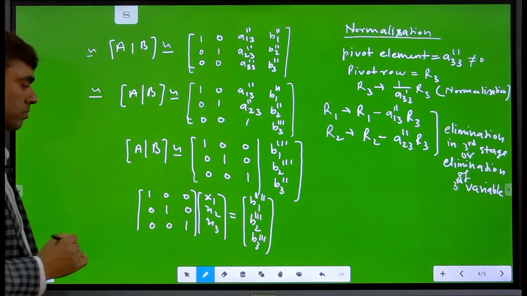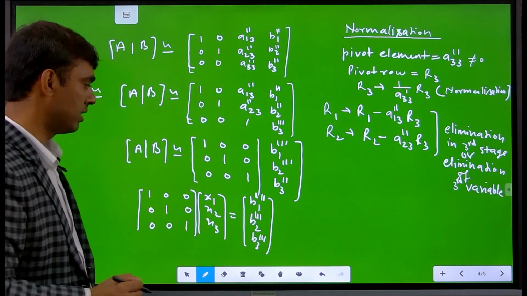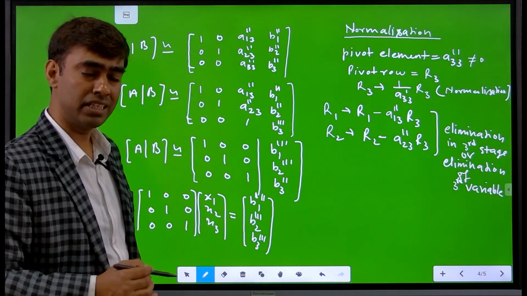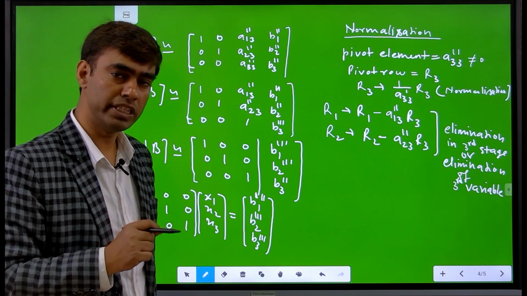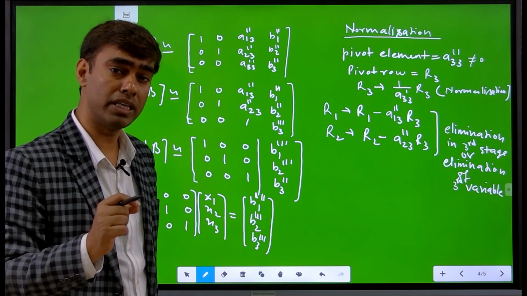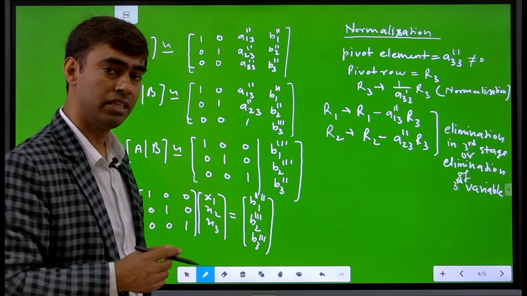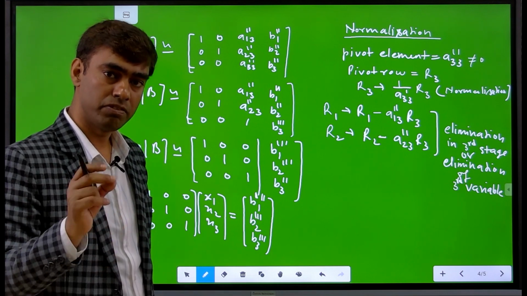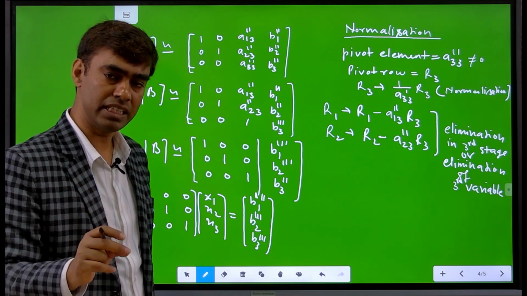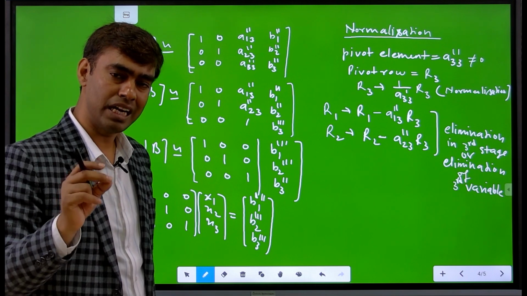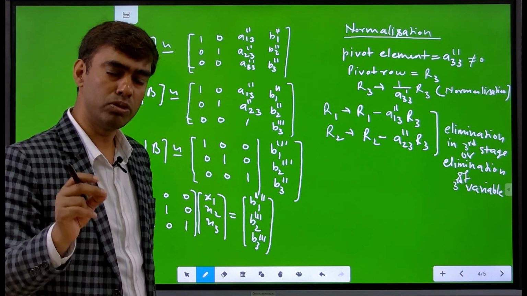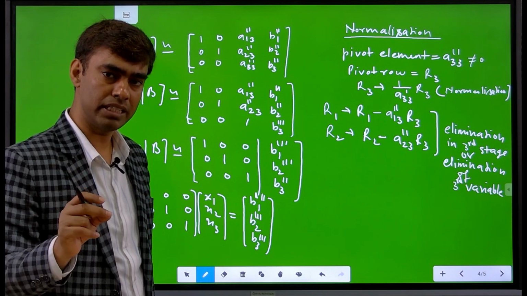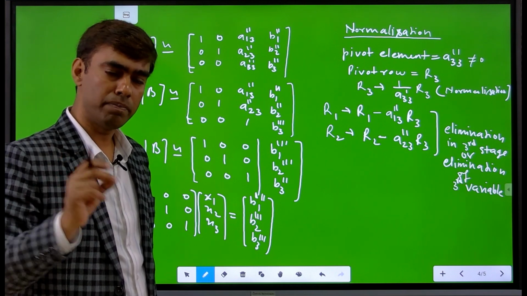So what is the solution of the equation? Now after the elimination, there is no need of back substitution. This is the advantage of the Gauss-Jordan method. In the Gauss elimination method, first we perform the elimination and try to convert the coefficient matrix A into an upper triangular matrix. Then we perform the back substitution.